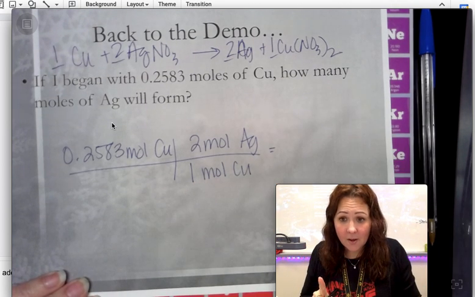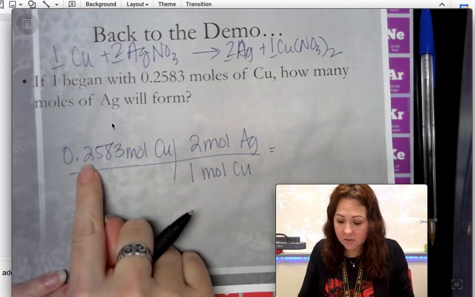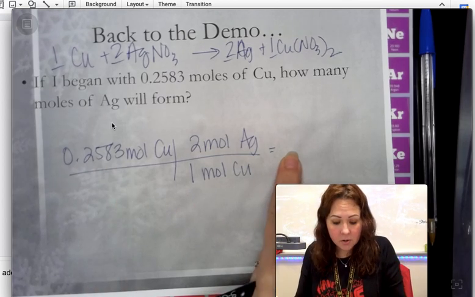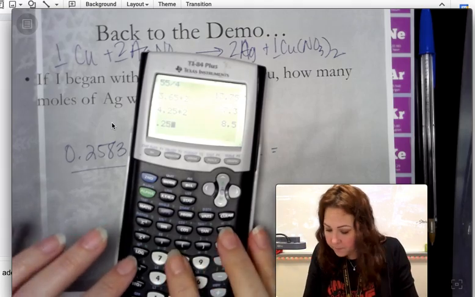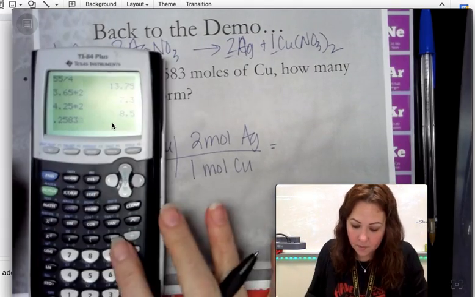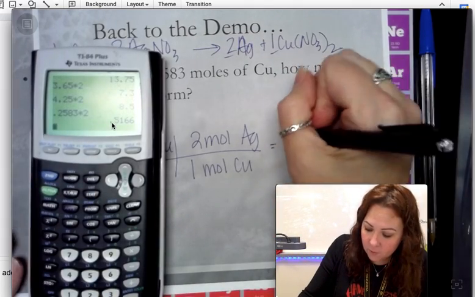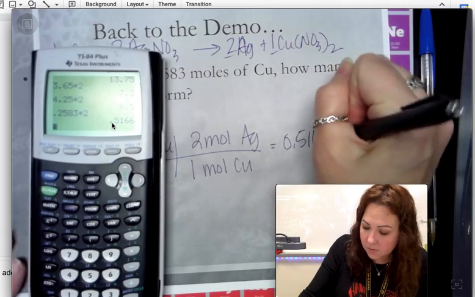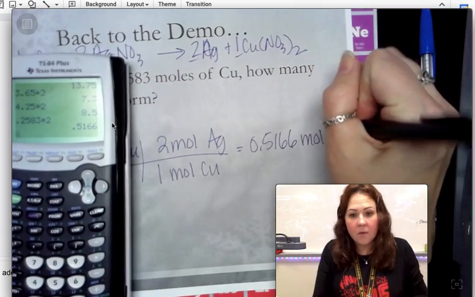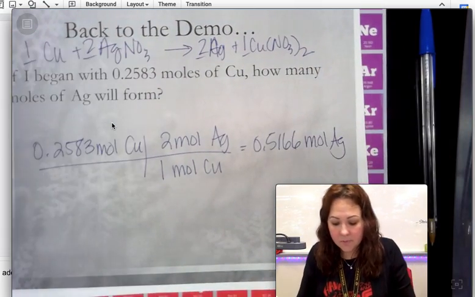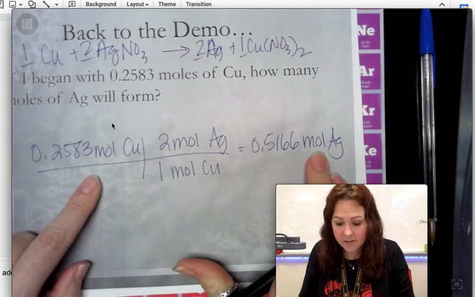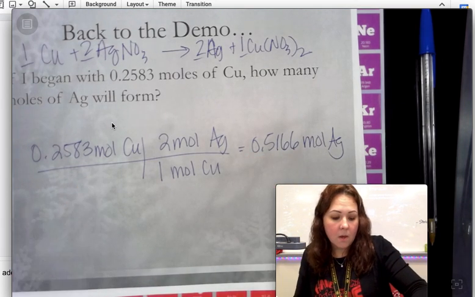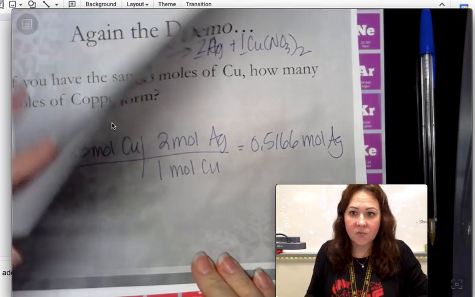So I'm going to plug this in my calculator. This has 4 sig figs, so I need 4 sig figs in my answer. So we're going to do 0.2583 times 2. You get 0.5166 moles of silver. So again, we used dimensional analysis to show our work. Sig figs, unit, correct answer. We're good to go. I have one last one that we're going to do in this video.